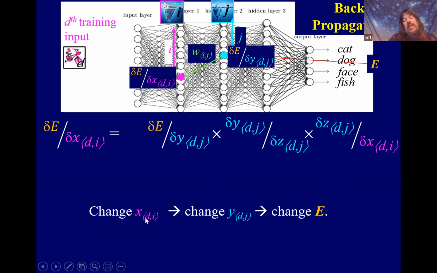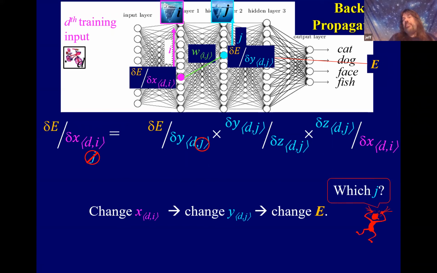It tells us if you change the x, it changes the z, which in turn changes the y. You change the y, it changes the error, right? And that tells us how changing the x changes the error, all right?